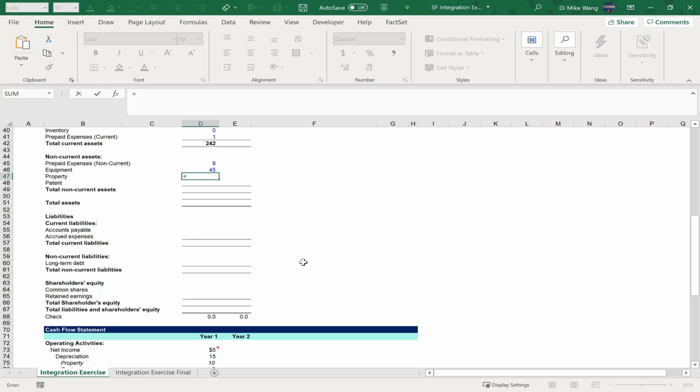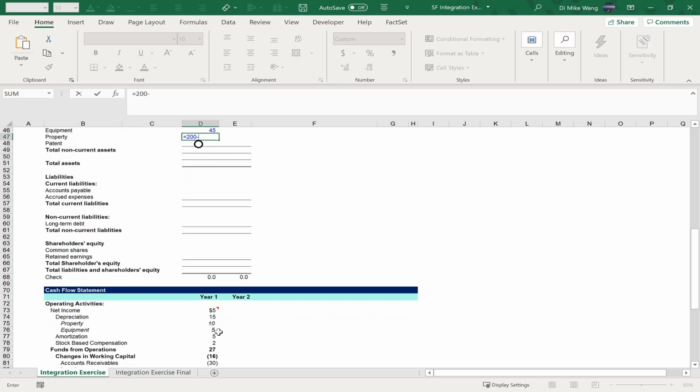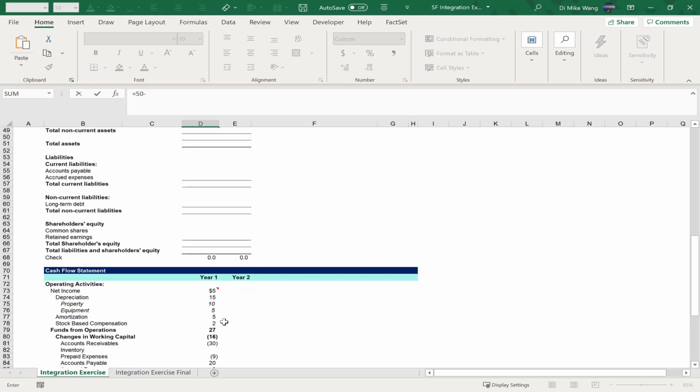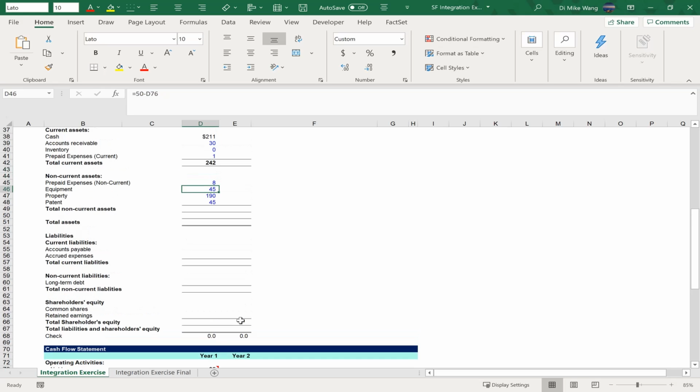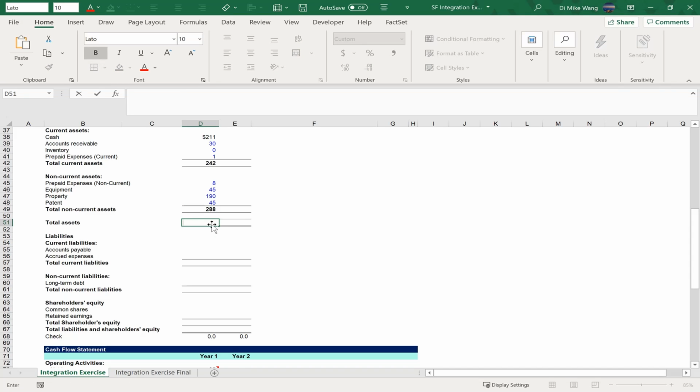Property, we'll do the same thing. So property, we have $200 in the beginning. We'll subtract our depreciation amount for property, which is 10, and that gets us to 190. Same with patent, we have a patent starting value of 50. Subtract the patent amortization of 5, and that gets us to 45. Okay, so we'll sum up all these items again, and that gets us to 288. We'll add up our total assets, so our non-current assets plus our current assets gets us to 530.